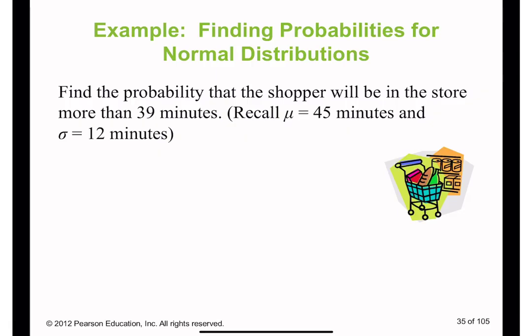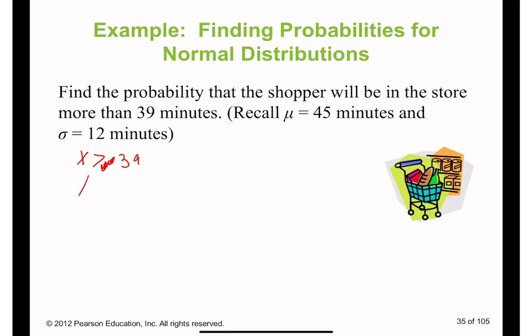Next one. Find the probability that the shopper will be in the store more than 39 minutes. More than 39 minutes. So if we need to know more than 39 minutes, that means x is going to be greater than 39, right? Not even greater or equal, it says more than, the equal sign is not there.